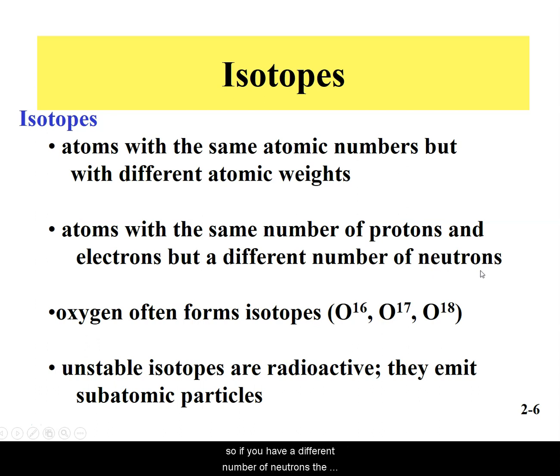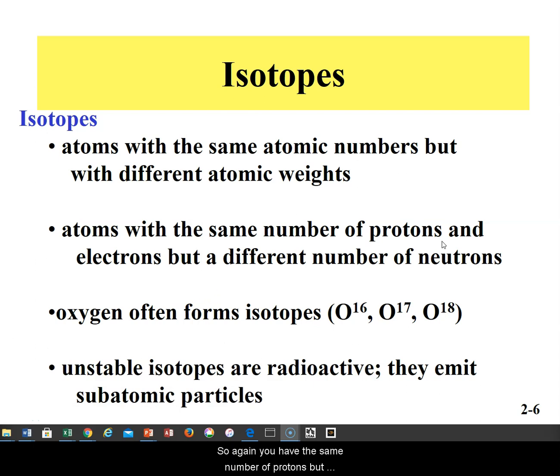So if you have a different number of neutrons, the atomic weight is going to change. Remember, atomic weight is the number of protons plus number of neutrons. Oxygen often forms isotopes like O16, O17, O18, and that number is expressed as a superscript.